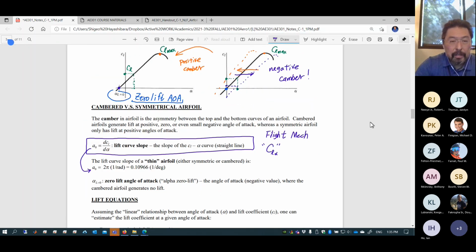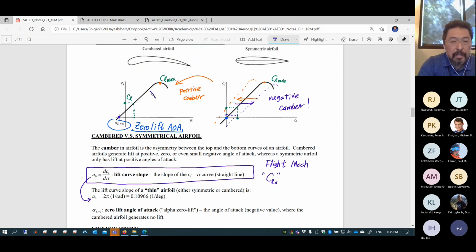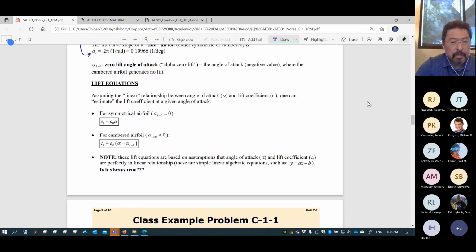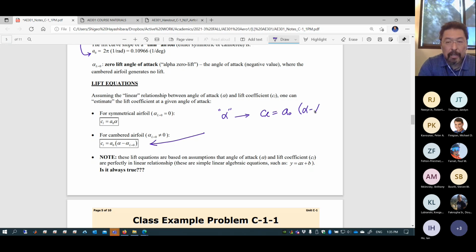So in order to predict the lift, this is the linear line. For a given angle of attack alpha, and a given alpha 0 lift, can I compute the lift coefficient? Yes, we can do that. For a given angle of attack alpha, CL is equal to A0, which is typically 2 pi per radian or 0.11 per degree, times alpha minus alpha 0 lift. This is the equation to predict the lift coefficient.